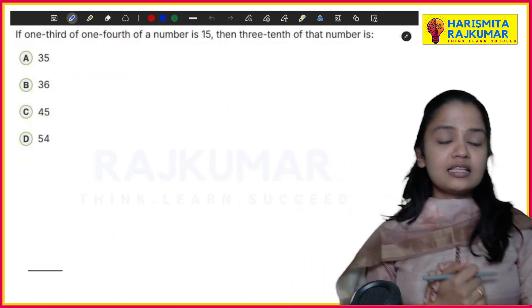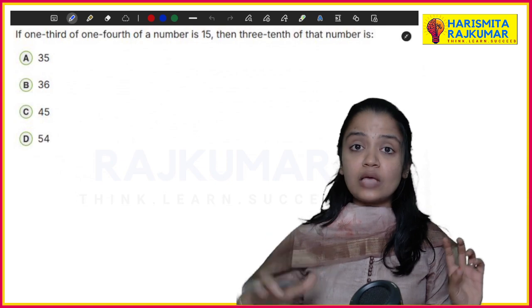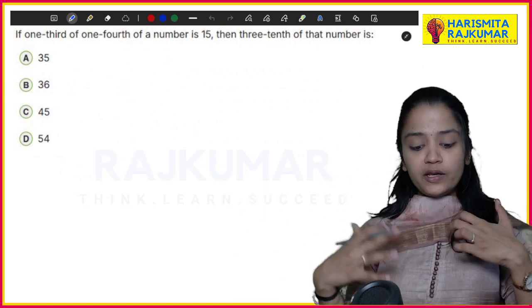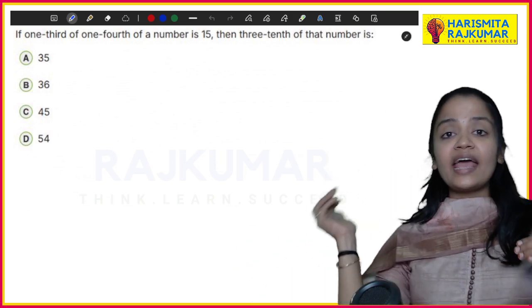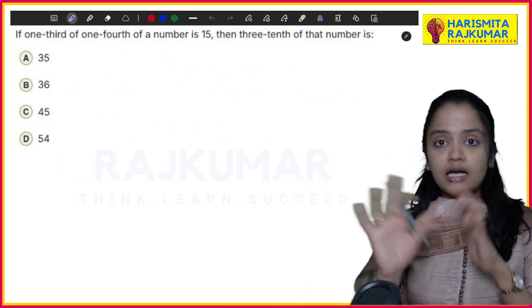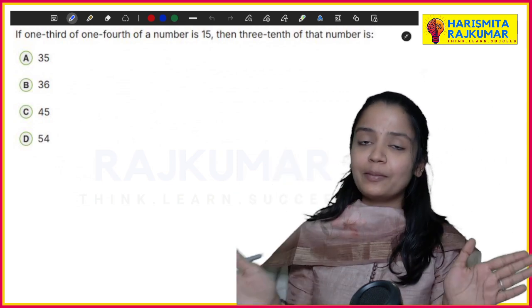So here, these kind of models I didn't teach you before, because only when you see them will you be able to understand. There's no hard and fast rule for it. So that's why I included this in the complete problem video.